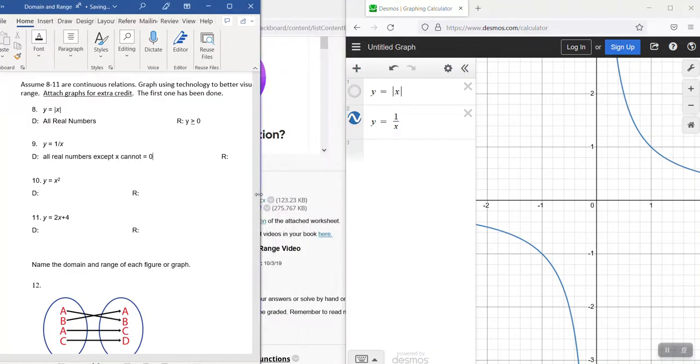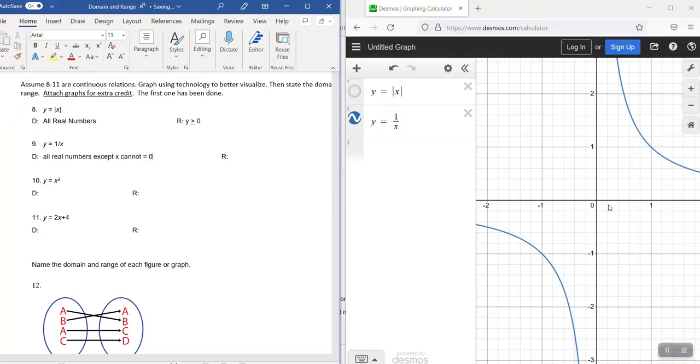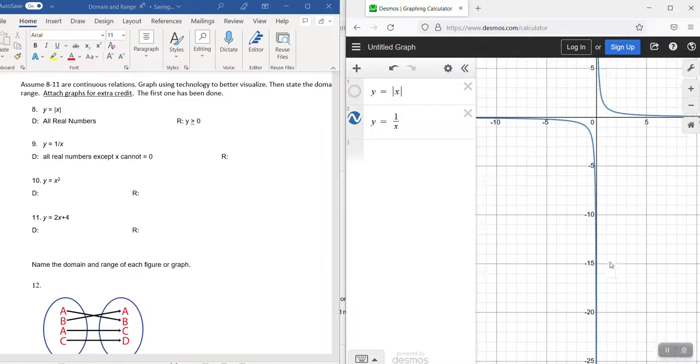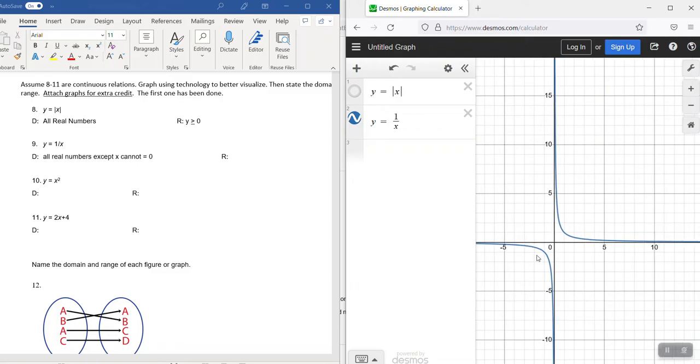And then for the range, it would be the same thing, because for the Y values, there's lots of negatives. I can have lots of negative Y values and lots of positive Y values, but it would never equal 0. So you'd really write the exact same thing for range.